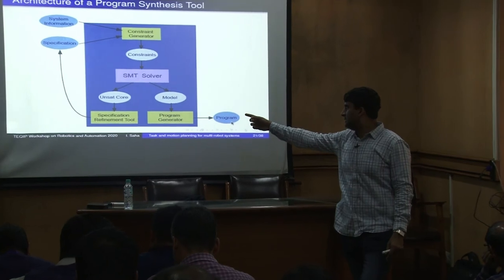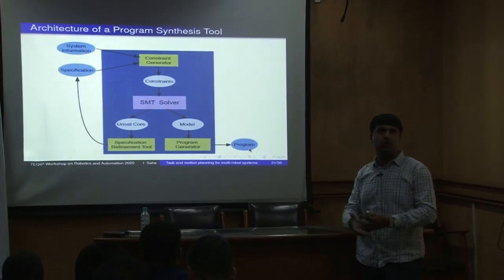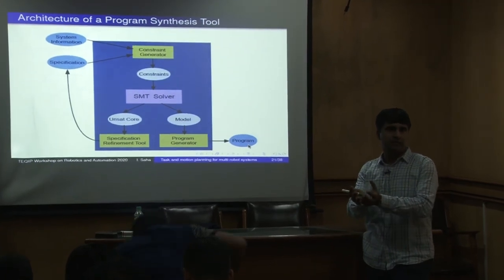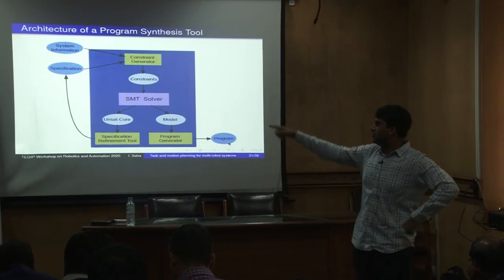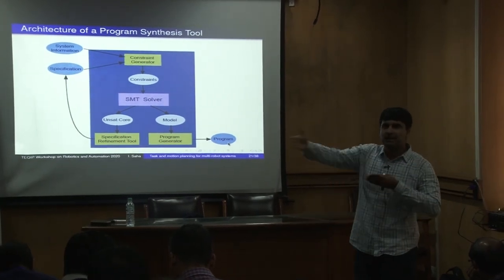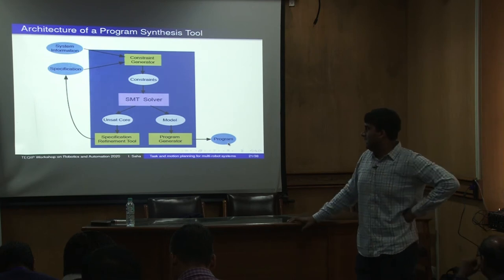If it cannot generate the model, then it says this is the unsat core, the subset of the constraints which itself is not satisfiable, deal with that. And you would like to change the specification, either you will increase the length or you might figure out that there are some bugs in this specification.